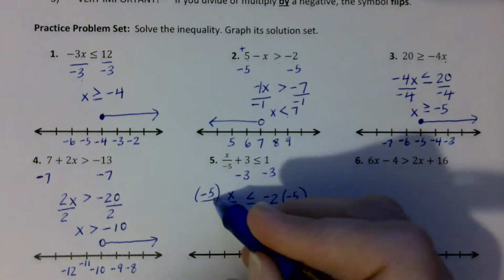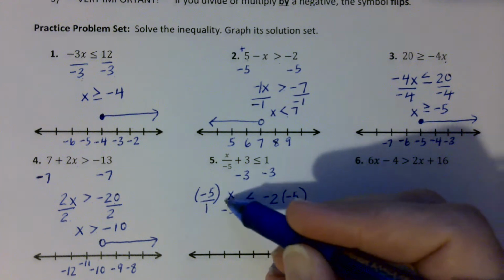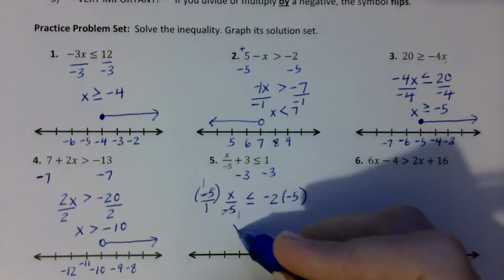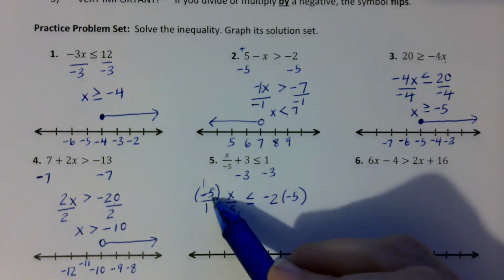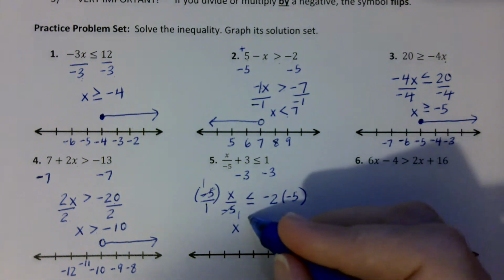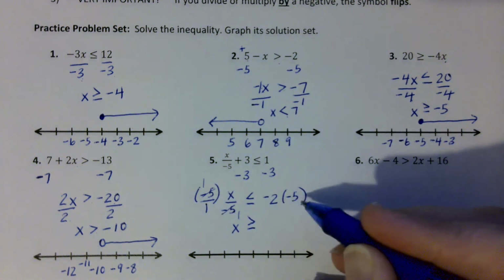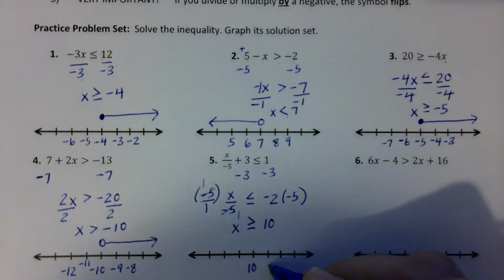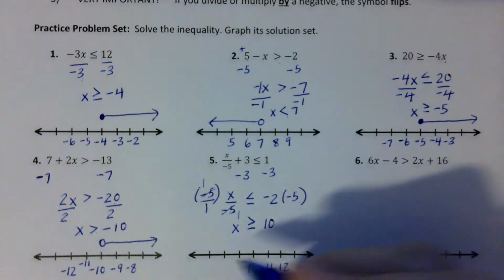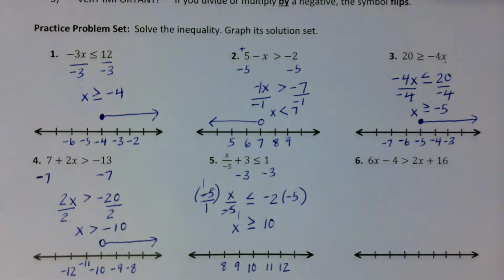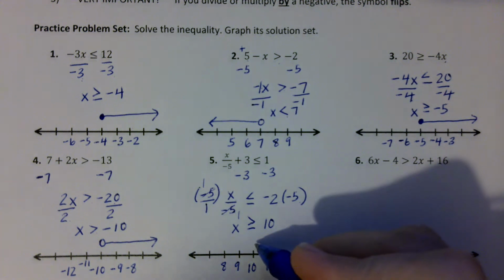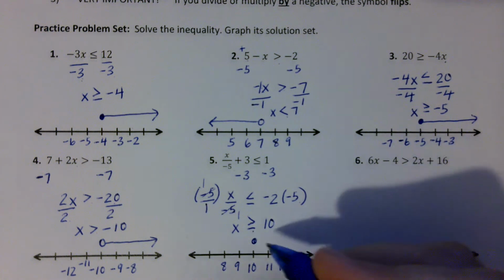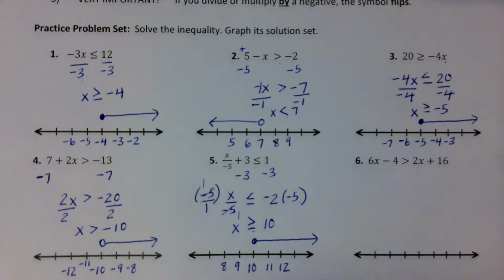So any number, -5 over 1, and I have a -5 here, they can cross divide, and I'm left with 1x. I multiplied by a negative number, which means this symbol flips. And -2 times -5 is a positive 10. And let's graph that. A few numbers to the right, a few numbers to the left. A closed circle over 10, because this is greater than or equal to, and these are all the numbers that would be more than 10.